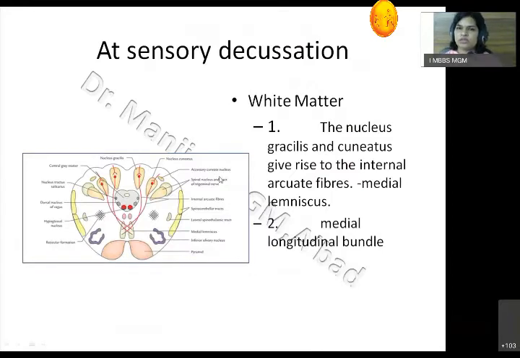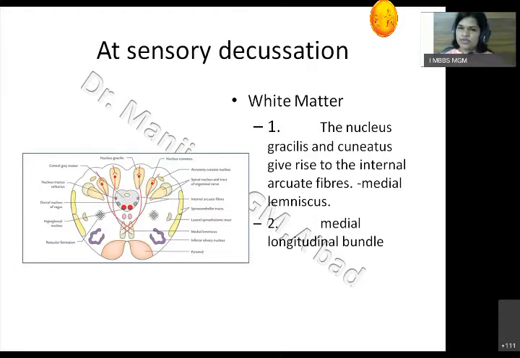Now, the second section. The first section was at the level of pyramidal decussation, where we were able to see the pyramidal tracts crossing over in the lateral column. So it is going to form the lateral corticospinal tract. Now we are moving a bit upwards. So now there are some features still similar to the spinal cord, but now it is going to differentiate a bit.